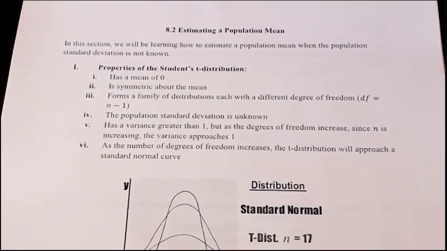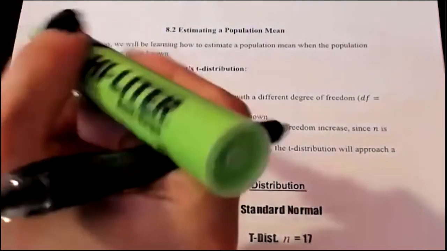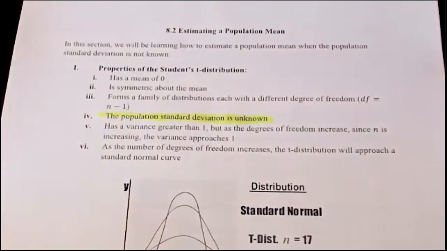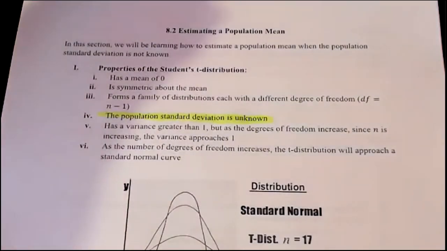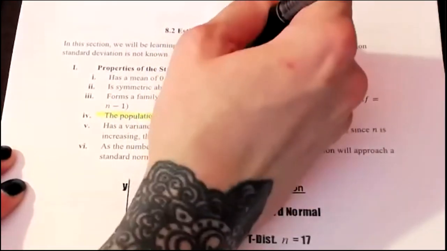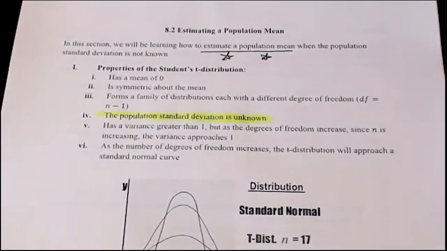As the number of degrees of freedom increases, the T distribution will approach a standard normal curve. Perfection. Very nice. So essentially, there's a few things going on here. We're going to be learning how to estimate a population mean when the population standard deviation is not known. So this statement here, I'm going to highlight this. This is really important. When the population standard deviation is unknown, we are going to use the process in this section to estimate a population mean. That's really important to note. That's what we will be doing in this section.